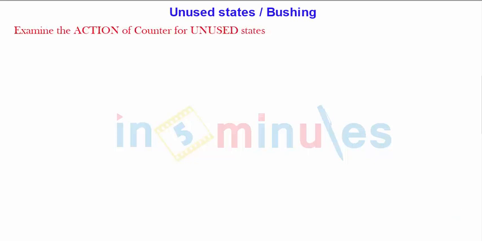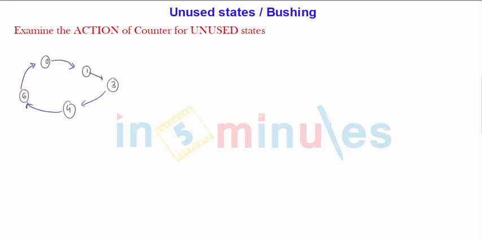So the question is, examine the action of the counter for unused states. The states given in the counter are states 0, 1, 3, 4 and 6, and the counter is moving in such a way.